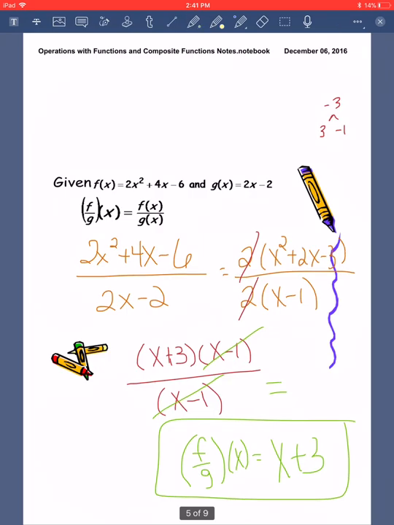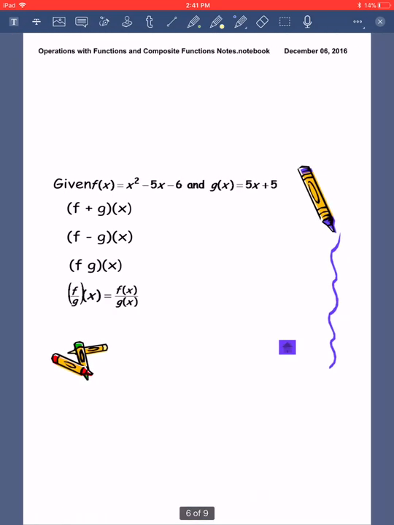And just for some more practice, I'm not going to write these out, but if you would like some more practice and then you want to check your answers with mine, I've got f of x is x squared minus 5x minus 6, and g of x is 5x plus 5. So when I add those together, I get x squared minus 1. When I subtract, I get x squared minus 10x minus 11. When I multiply, I get 5x cubed minus 20x squared minus 55x minus 30.